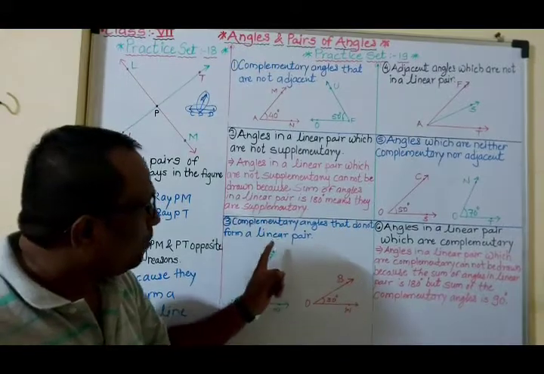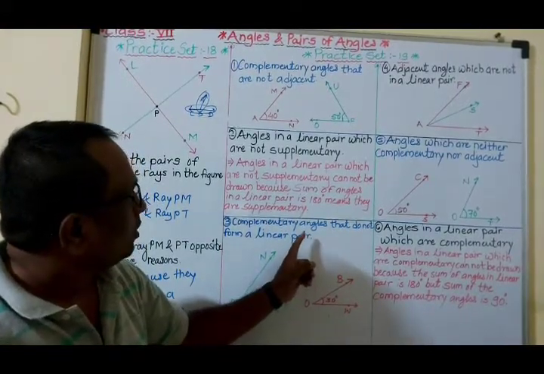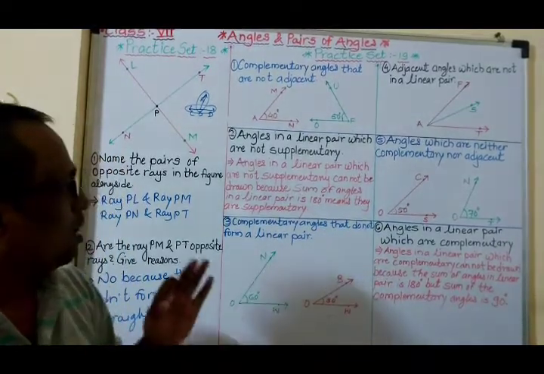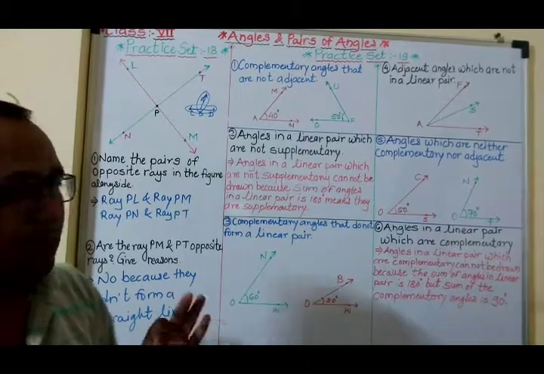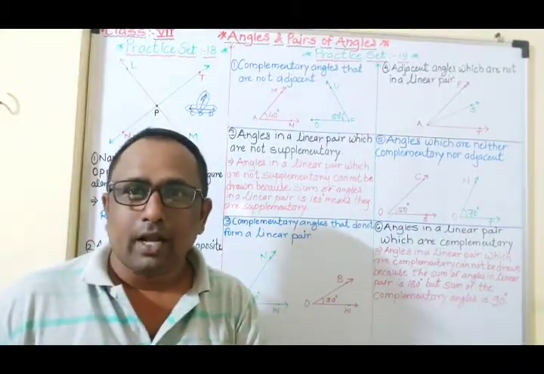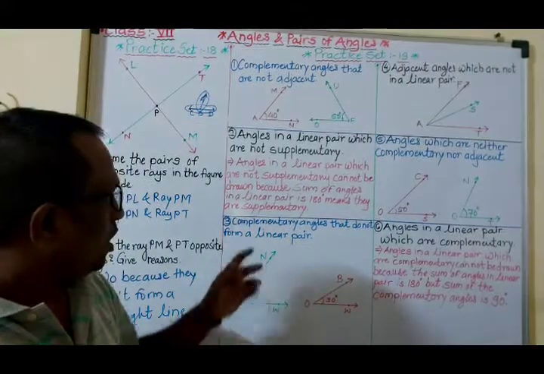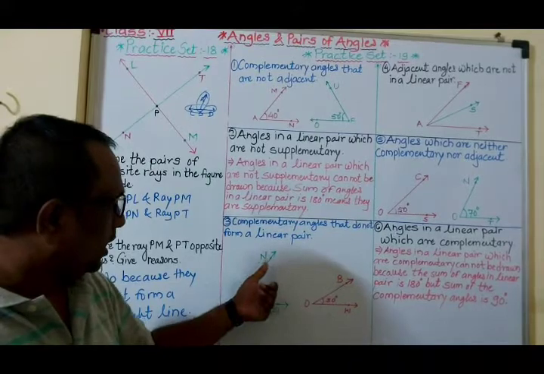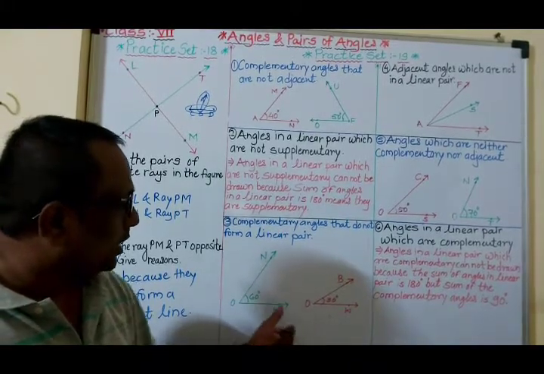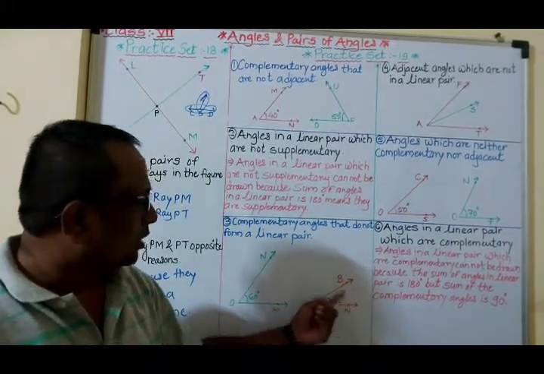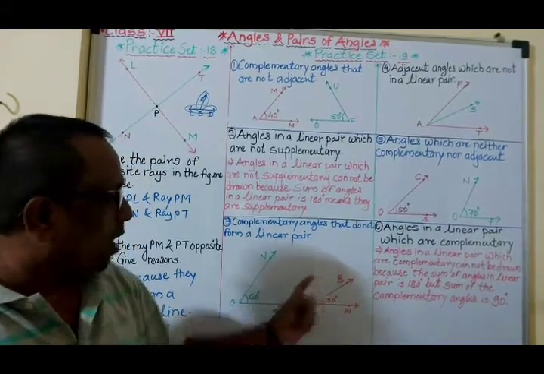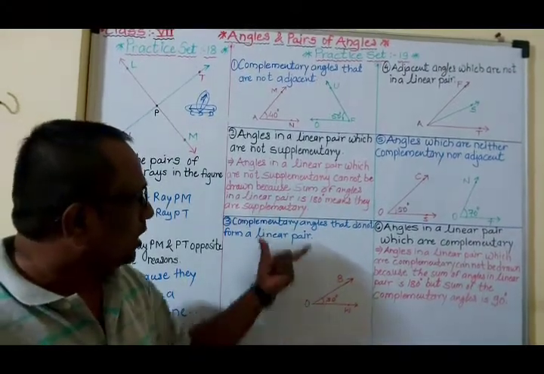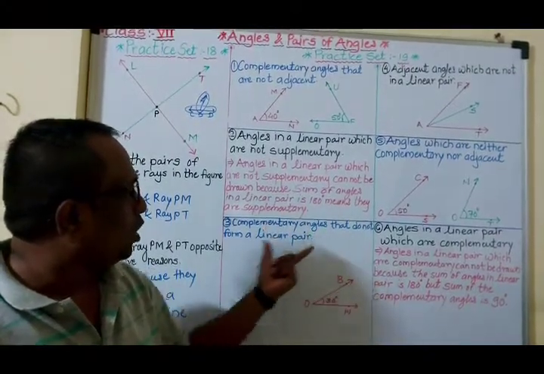In the third, complementary angles that do not form a linear pair. Complementary angles means the measure is 90 degrees. So complementary angles that do not form a linear pair: we can draw here angle NOW, that is 60 degrees, and angle BOW, that is 30 degrees. So 60 plus 30 is 90. So these are a pair of complementary angles that do not form a linear pair.